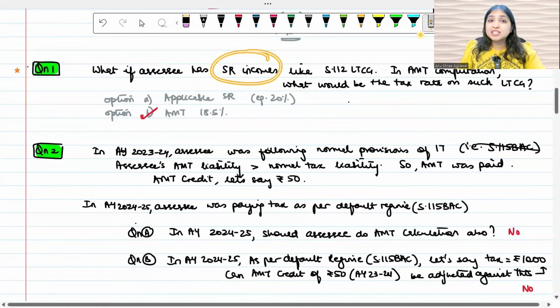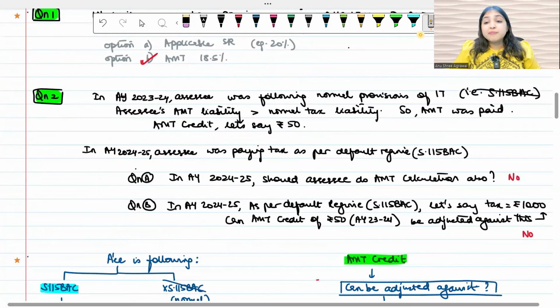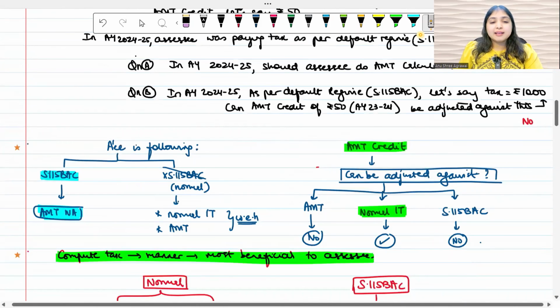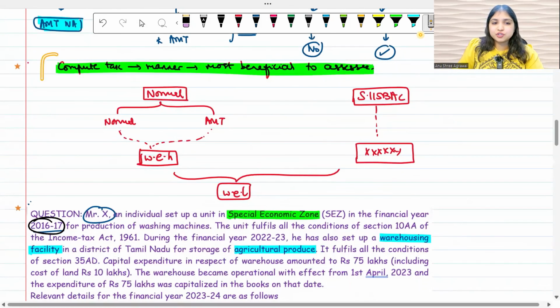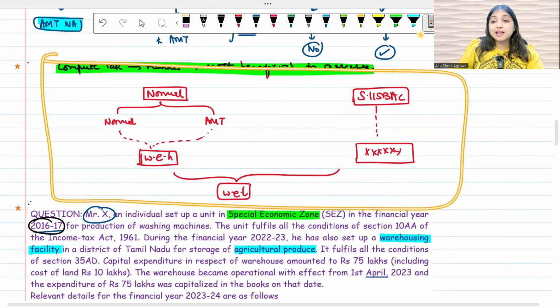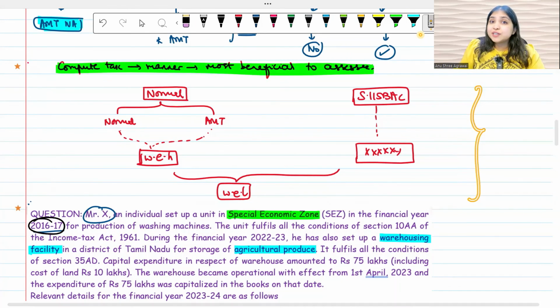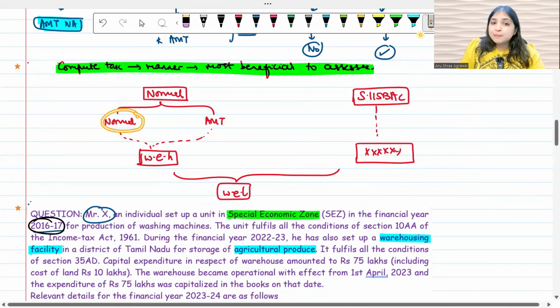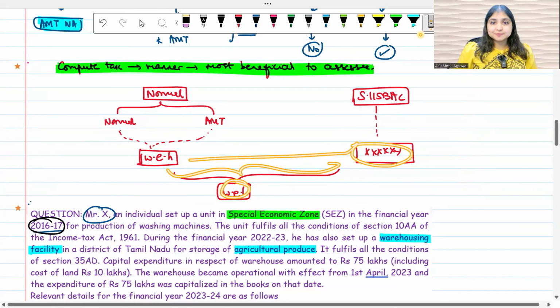No special tax for special rate incomes. Then if my assessee is following 115 BAC, no AMT. Also, AMT credit can't be utilized. And then finally, we had this extremely important chart over here. This simplifies the whole calculation of tax for you. That's what we did in this question. We did as per the normal provisions. We did as per AMT. We picked the higher number. We compared it with the 115 BAC number. Out of these two numbers, we picked whichever is lesser.